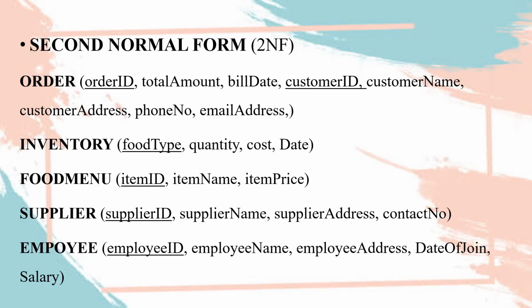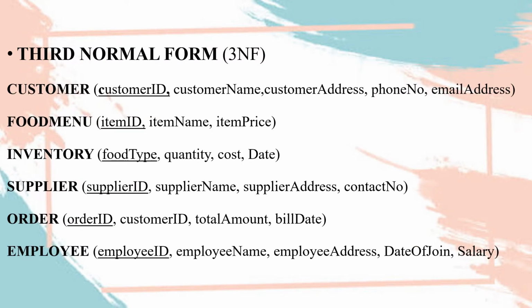In second normal form, there are 5 tables which are order, inventory, food menu, supplier, and employee. For order, they have order ID, total amount, bill date, customer ID, customer name, customer address, phone number, and email address. In inventory, they have food type, quantity, cost, and date. Food menu has item ID, item name, item price. Supplier has supplier ID, supplier name, supplier address, and contact number. Employee has employee ID, employee name, employee address, date of join, and salary.